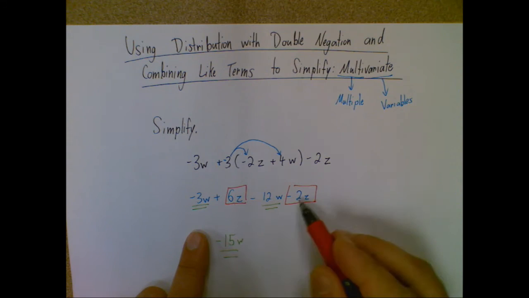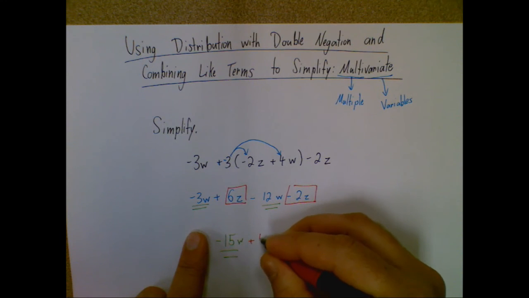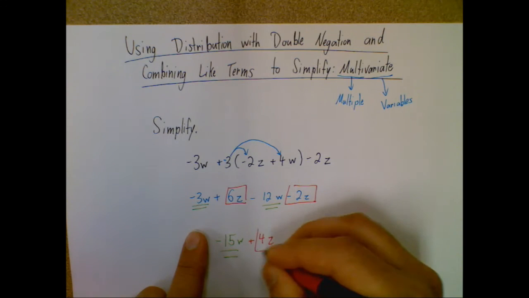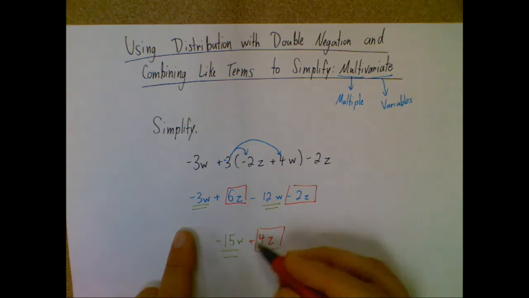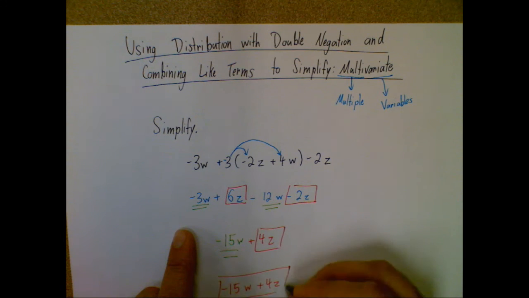And then I have my 6z and my -2z. So 6 minus 2, I'm going to get a positive 4z as my last one. So that's going to be my final answer, is -15w plus 4z. All done.